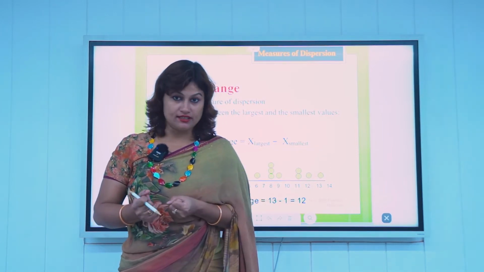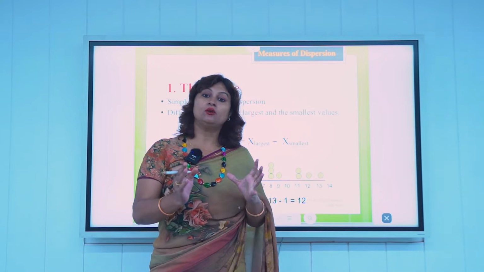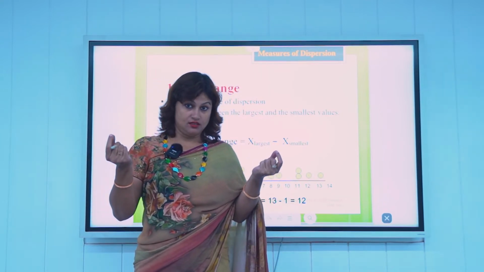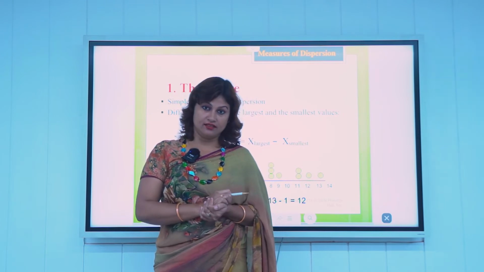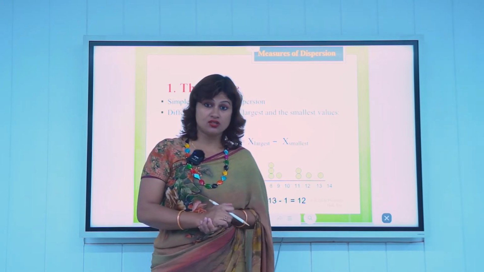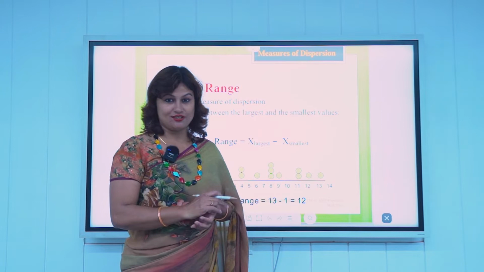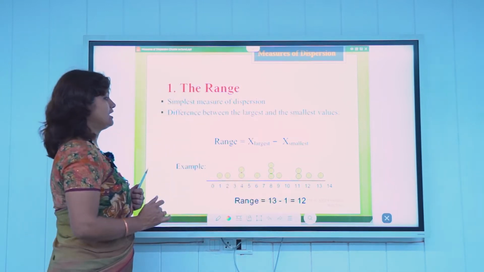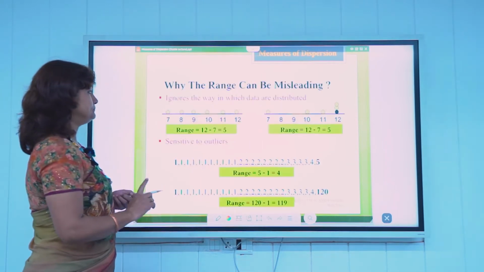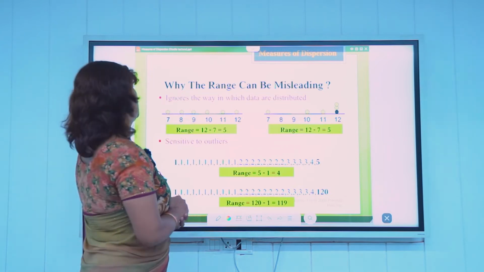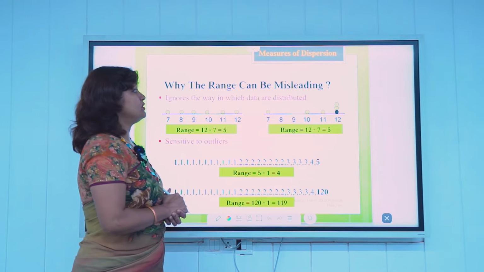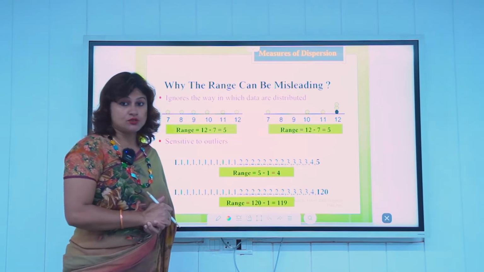But do you think that is justified? Just by looking at the edges, the extremities of the data set, can we decide the dispersion? Actually not. Let's take one more example. Why can the range be misleading? It ignores the way in which data are distributed.